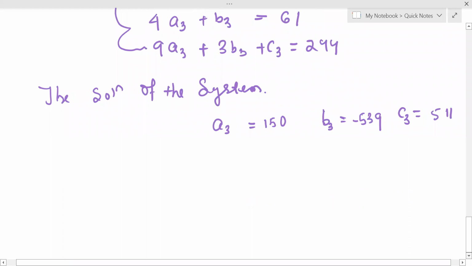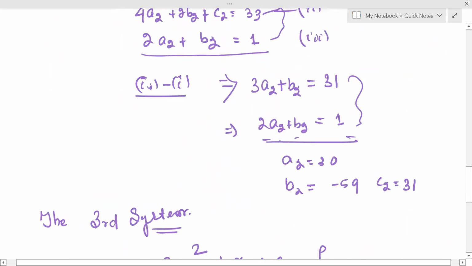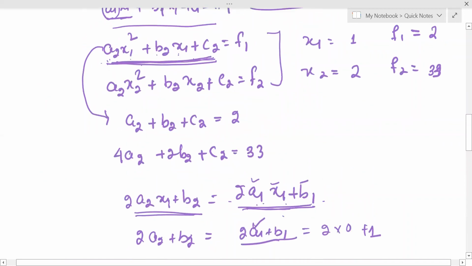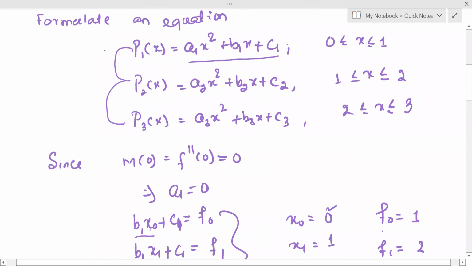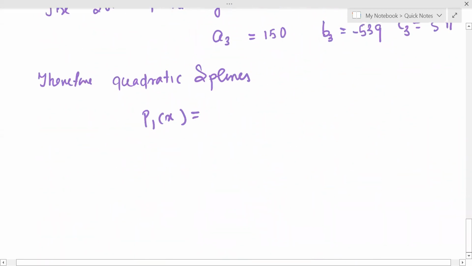Yes, sir. Okay. So now, therefore, the quadratic splines corresponding to the intervals. First comes P1(x), that is the first interval. We put all values in the first interval, 0 to 1, that we considered: A1 is 0, B1 and C1 are put in. So B1x plus C1 is x plus 1, which lies on the interval 0 less than or equal to x less than or equal to 1.